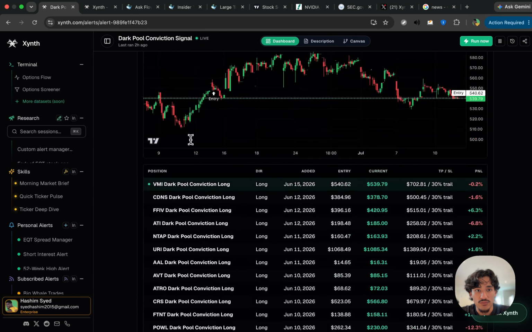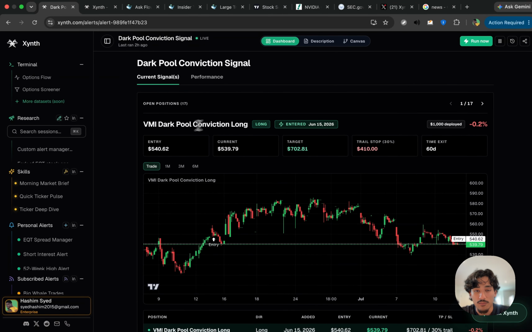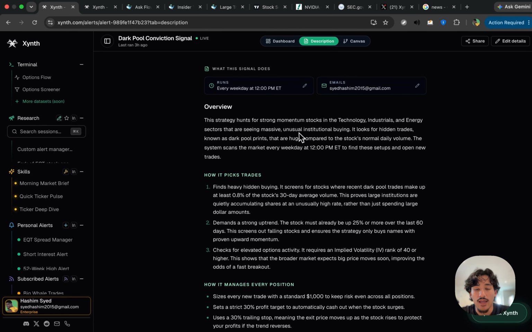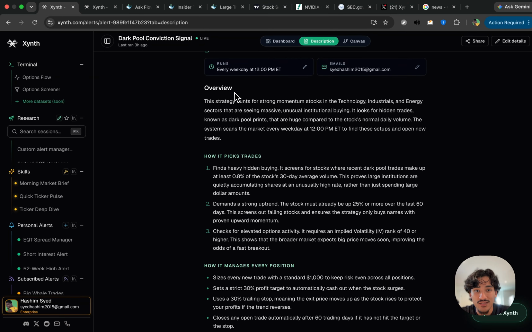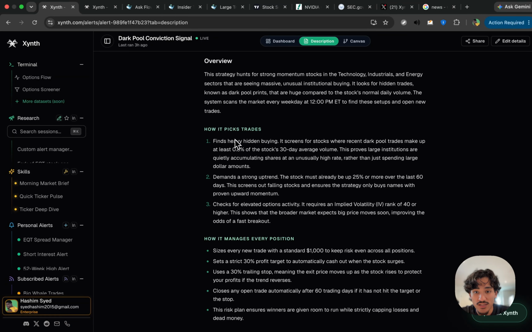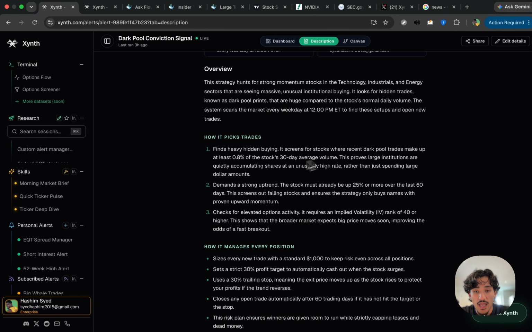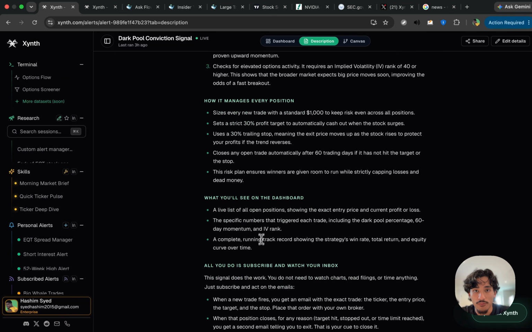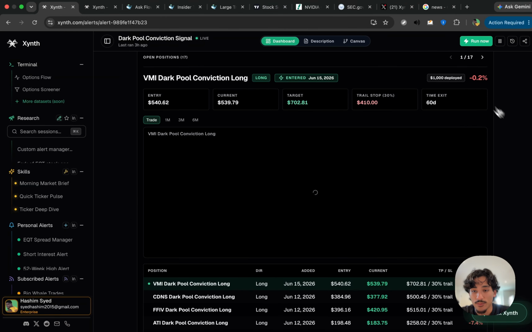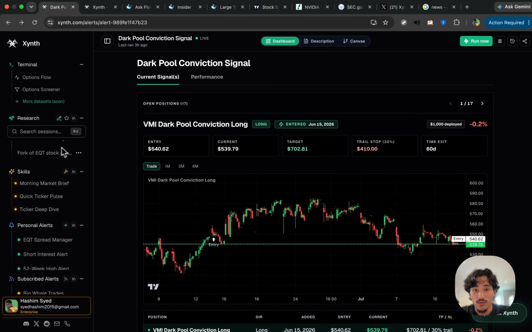Each of these signals are basically automations that are running in the cloud that automate strategies that have worked previously for either the team here at Xynth or our power users. So this specific strategy looks for dark pool prints that make up at least 0.8% of the stock's 30-day volume, and the stock has already been up 25% in the last 60 days, and so on and so forth. Basically a bunch of filters over data that emails you and alerts you if you subscribe to it whenever something like this pops up. So I'll show you exactly why that's important.